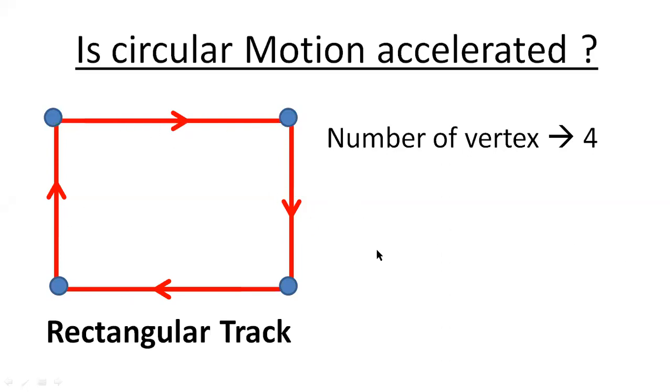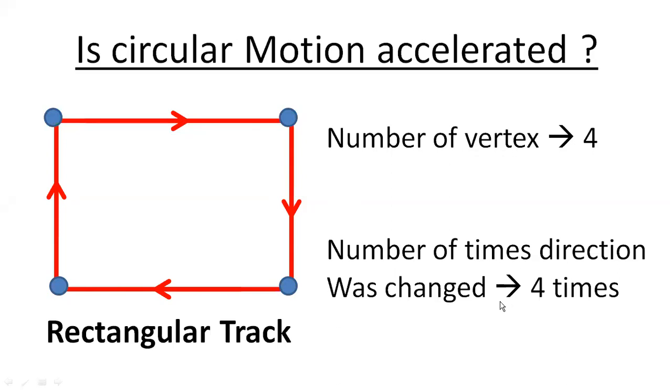4 times. Okay, so I will write down the number of times direction was changed. So how many times did that person change his direction? 1, 2, 3 and 4. So 4 times that person changed his direction.